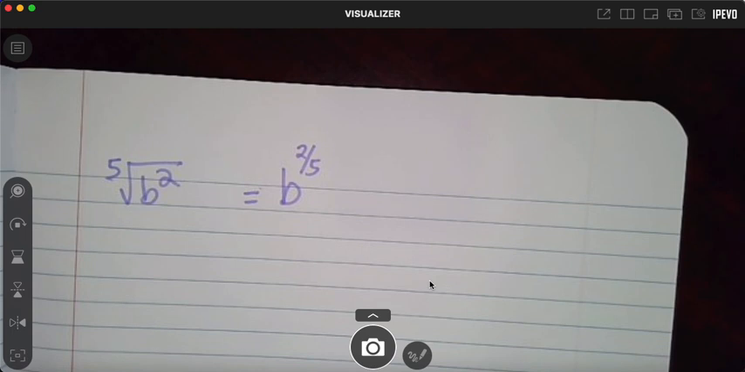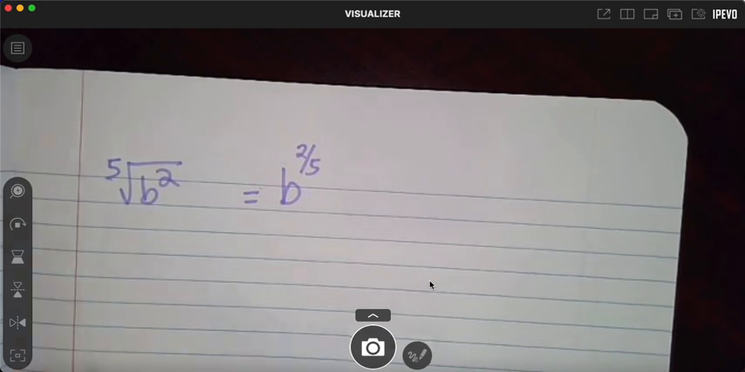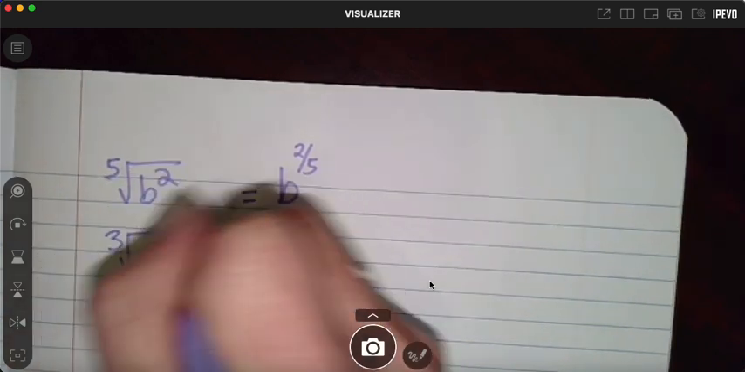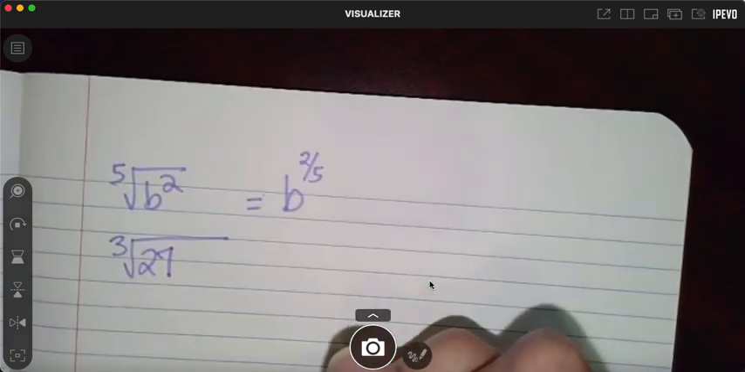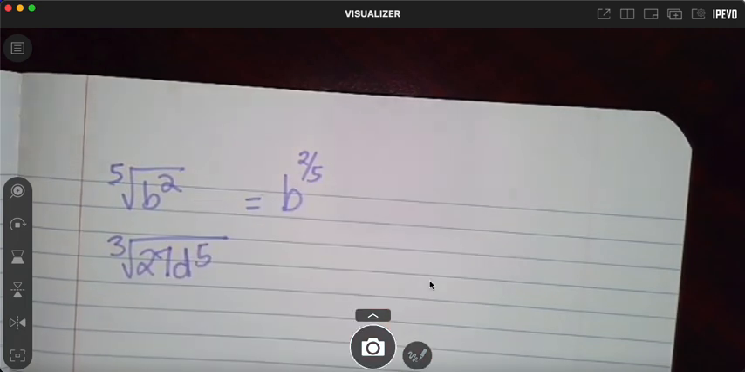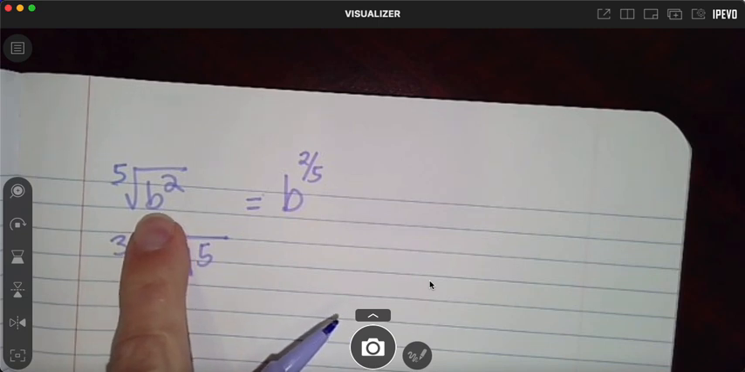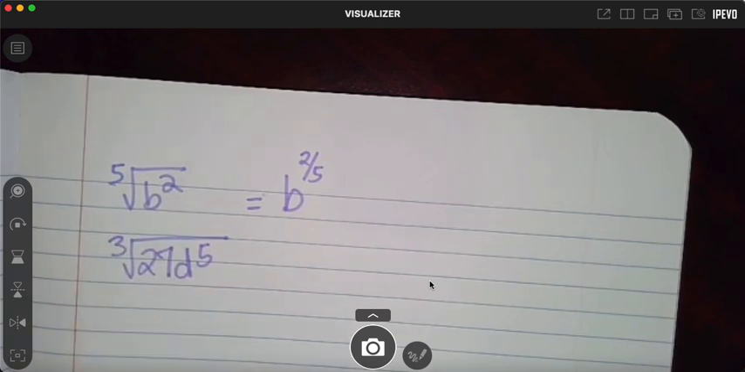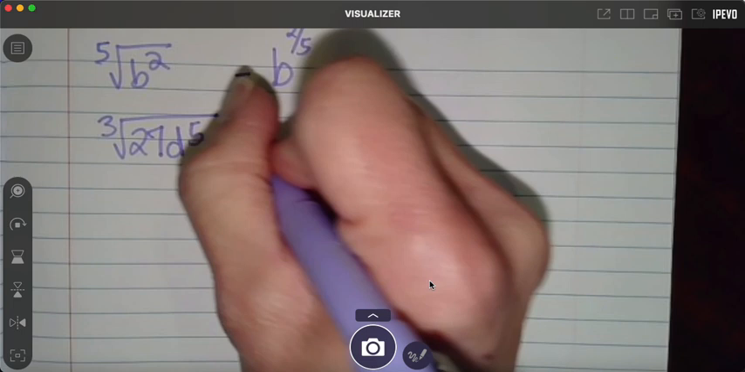Okay? Here's another one. The cubed root of 27 d to the 5th. What if it doesn't have a number? Okay, well, that one doesn't have a number. No, like. Okay, I'll do it in a second. Let me get to it. Let me just go in order of my examples.